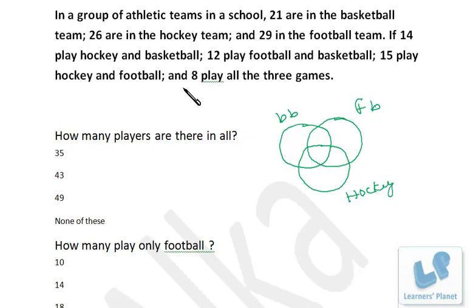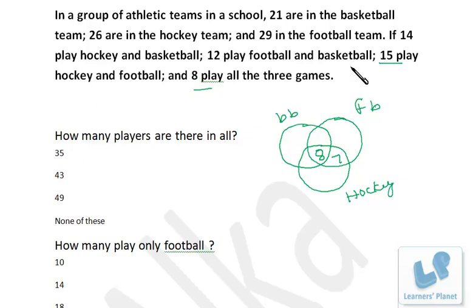Okay, now we fill up the data, and we will be starting from the center point. That's 8 play all the 3 games. So I write 8 over here, right? Now 15 play hockey and football. So hockey and football, in all there are 15. Out of them 8 is already here. So here it will be 7. I'm directly solving the problems. You must have attended the basic sessions, so you'll be able to understand that easily, right?